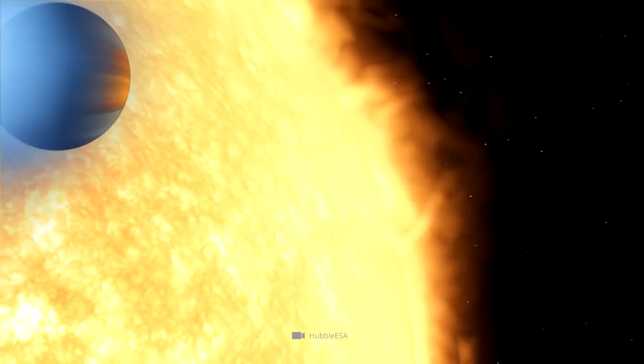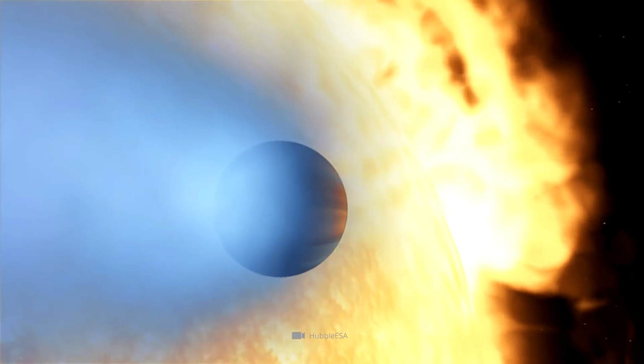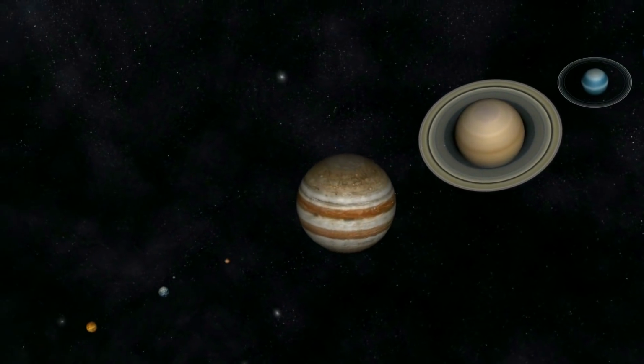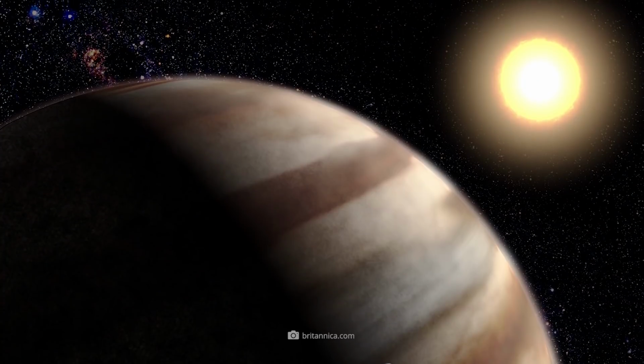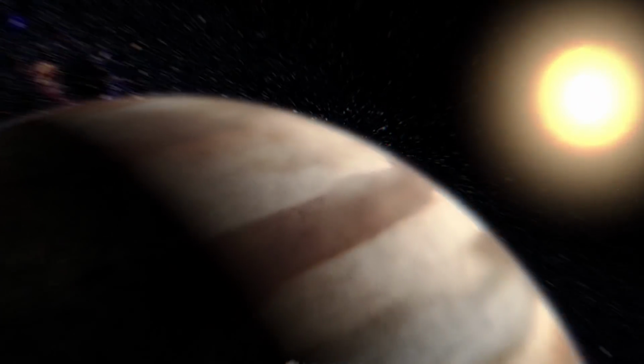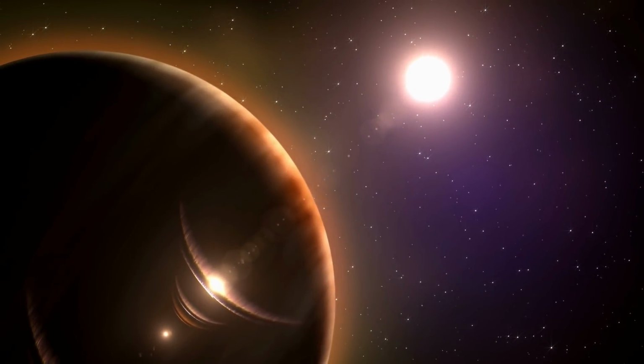Not only was Osiris a pioneer in the discovery, water vapor was also first detected on the exoplanet. From our solar system, Jupiter comes into question as the best comparison for Osiris. Osiris is larger, but has a smaller mass and is assigned to the group of hot Jupiters.